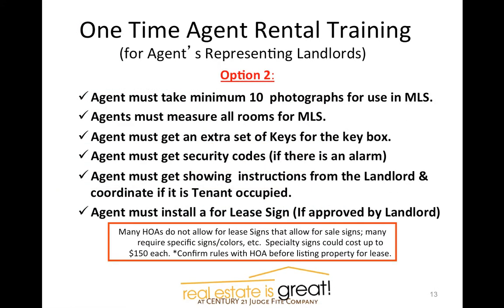What things do you need to do to protect the interest and market this property? Well, here's a list of them. You need to take a minimum of 10 photographs for use in MLS. Of course, you can put up to 25 in there, but minimum of 10 photos for use in MLS. You must measure all rooms, just like it was a property for sale.